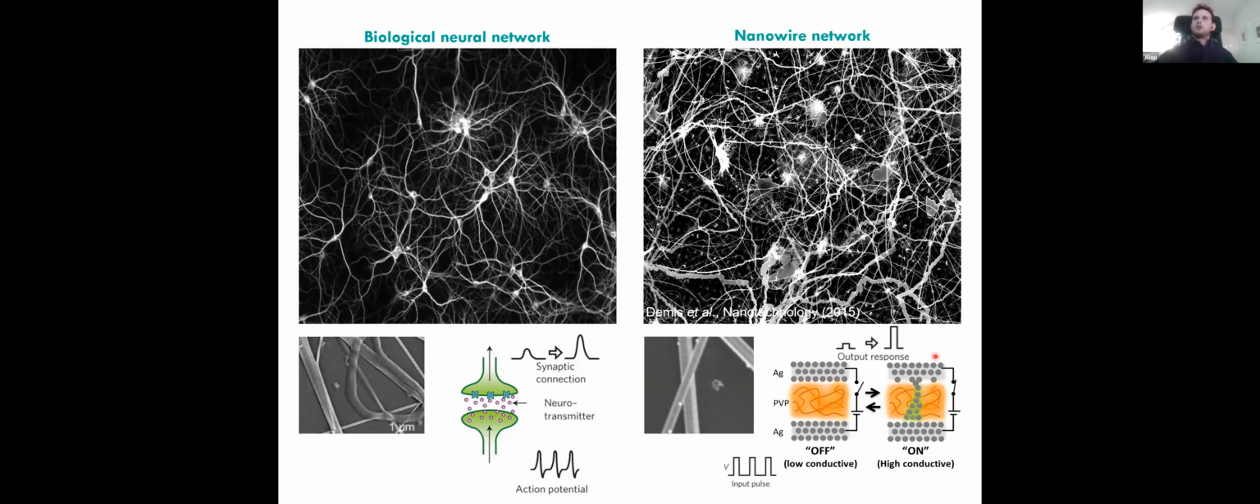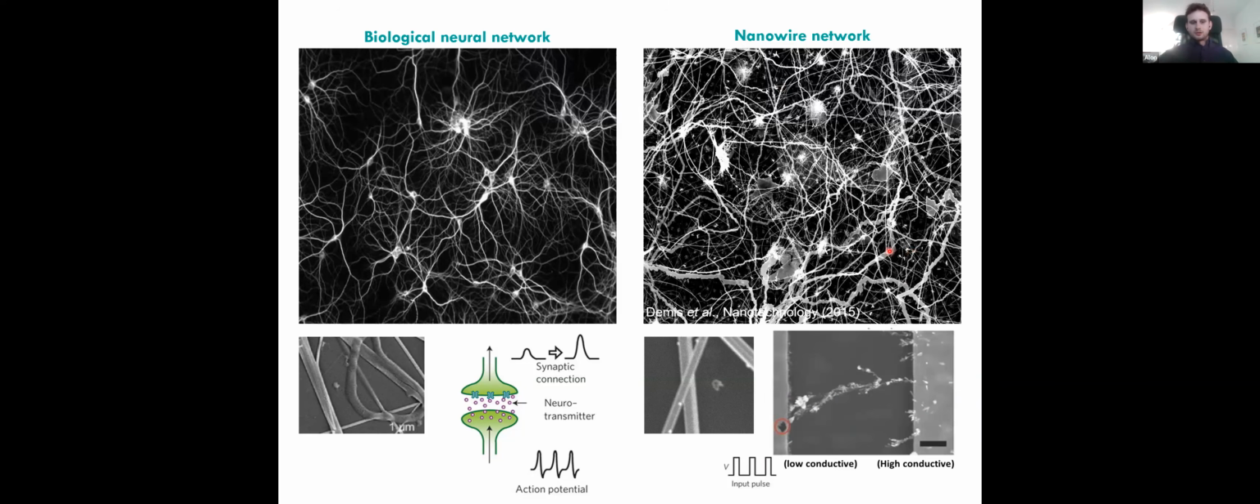We also get all the beautiful recurrent behaviors, where the information isn't just feed-forward flowing like in artificial neural networks. We get this kind of recurrent activity, where information flows in all directions in these networks, which is really, really important for biological-like information processing.